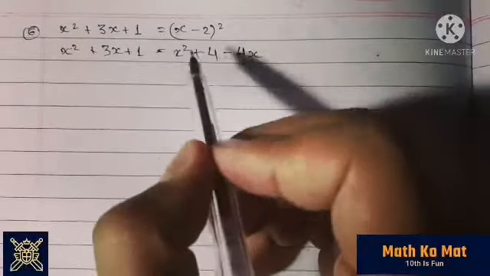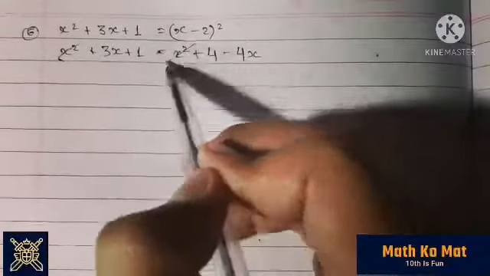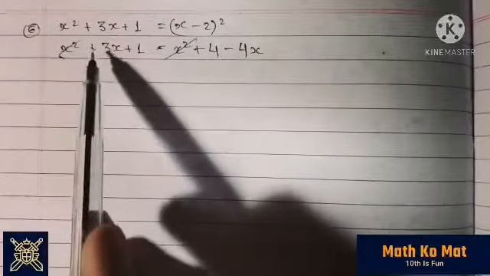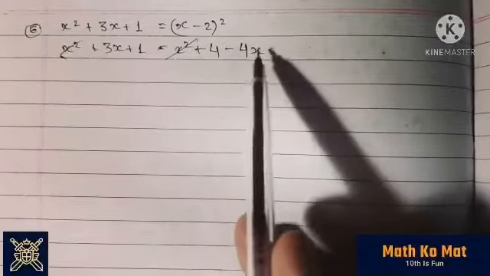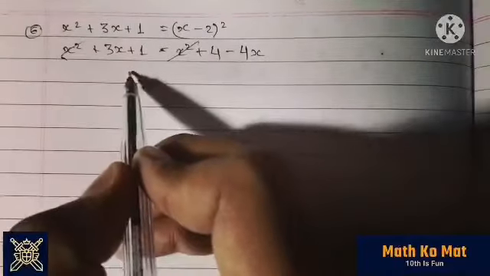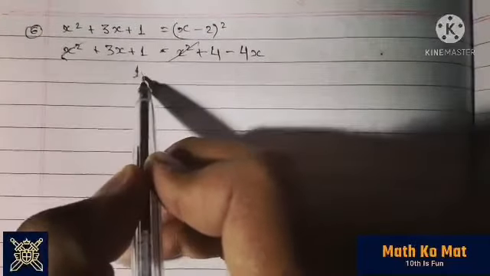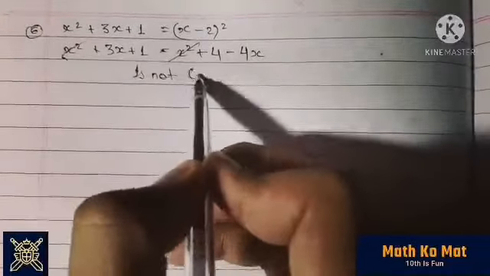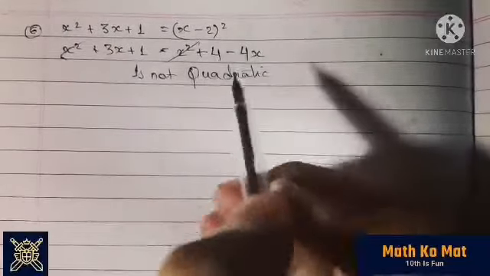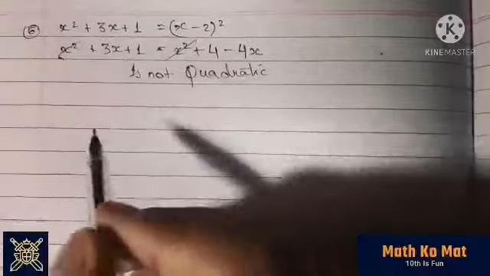So now as you can see, this x square gets cancelled directly, and now your equation gets transformed into a linear equation because all the degrees are less than 2. So even without simplifying, you can get that this equation is not quadratic, because this was a quite direct question.